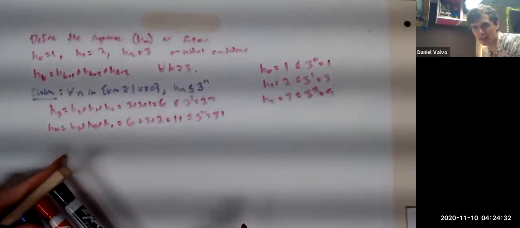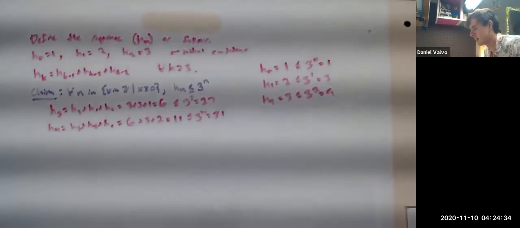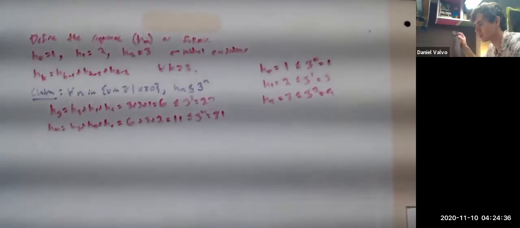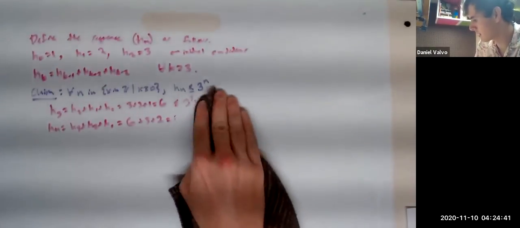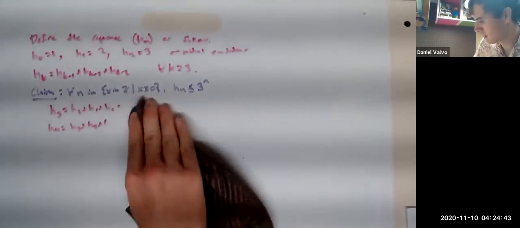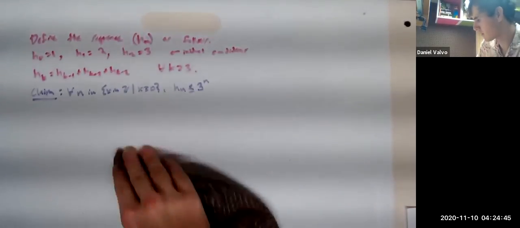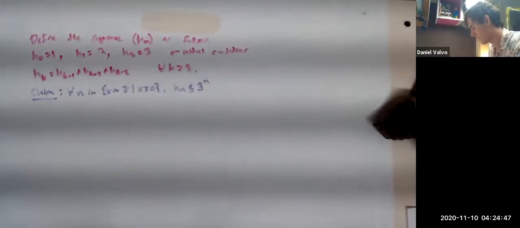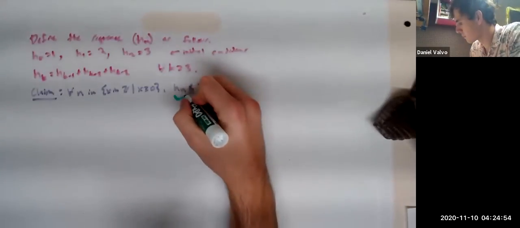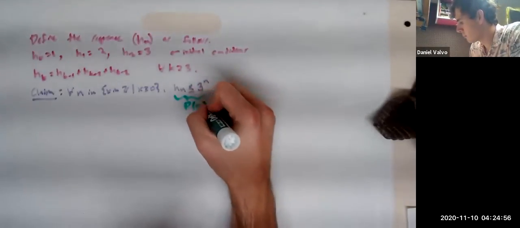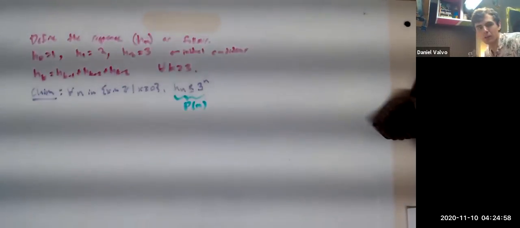For all the values we're checking, we're getting that H of n truly is less than or equal to 3 to the n. So this right here, we'll call this our P of n. P of n is true if H of n is less than or equal to 3 to the n.